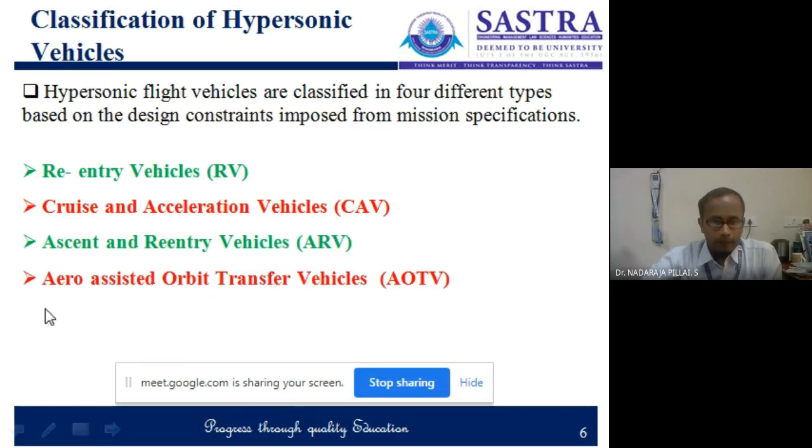The first one is re-entry vehicle. The second one is cruise and acceleration vehicle. The third one, ascent and re-entry vehicle. The fourth one, aero-assisted orbit transfer vehicles. So we will see some examples for these classifications and how they work.